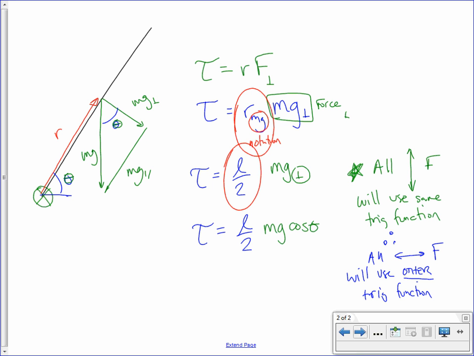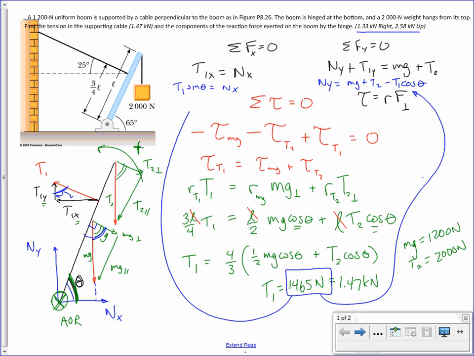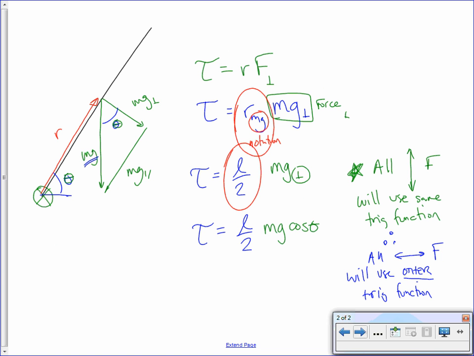So, right, since mg, the force that produces a torque, is downward, and T2, a force that produces a torque, is downward, they both use cosine of theta. If there was a horizontal force, like there was in our ladder leaning against a wall example, a normal where the ladder hits the wall. Let's say, well, yeah, sure.